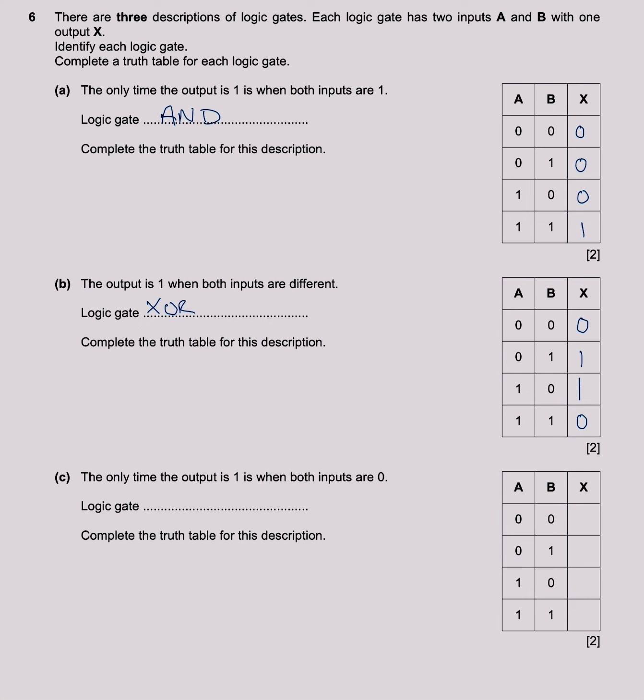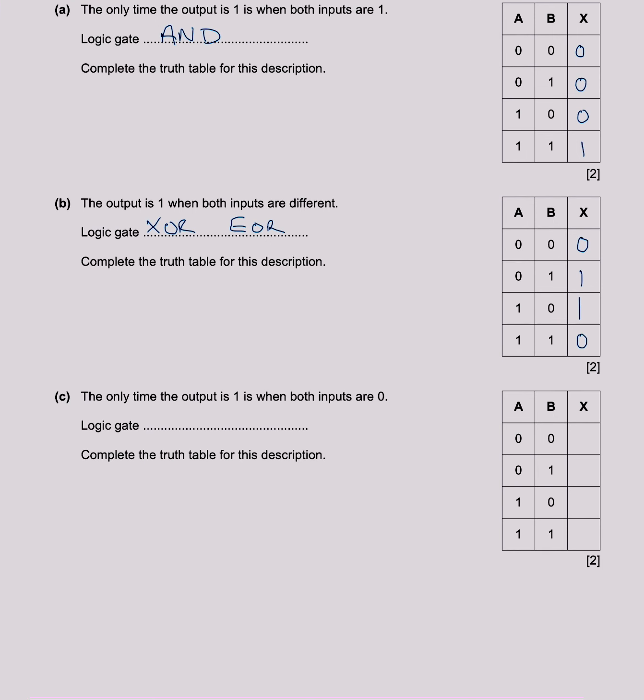Okay, an XOR gate. Sometimes you might see that written as EOR. Either one is correct and either one will get you that mark. Okay, and finally, the only time the output is 1 is when both inputs are 0. So here this is actually a NOR gate.